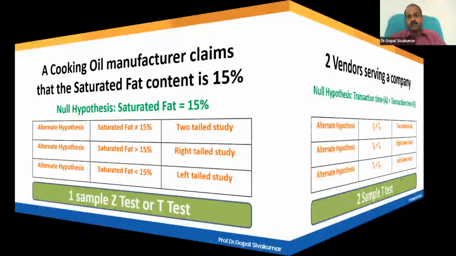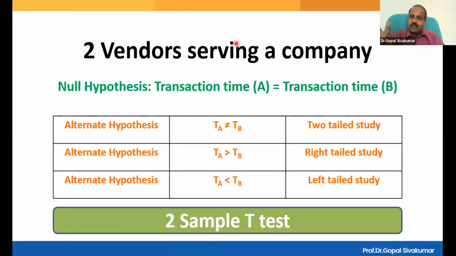Yes. Very good. And now let us consider another scenario. Now there are two vendors providing support to your company. You have a contract with the two vendors because your company believes that both of them can perform at almost the same level. So the null hypothesis says the performance is the same. And in order to measure the performance, I am considering the factor transaction time. Transaction time of vendor A is equal to transaction time of vendor B. Now, what is the null statement?